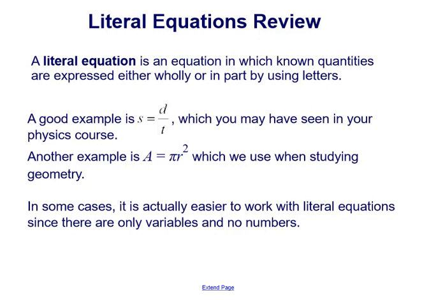Those letters are representing that speed equals distance over time. Another example is A equals pi r squared, or area equals pi times the radius squared, which we use when studying geometry. In some cases, it is actually easier to work with literal equations since there are only variables, the letters, and no numbers.